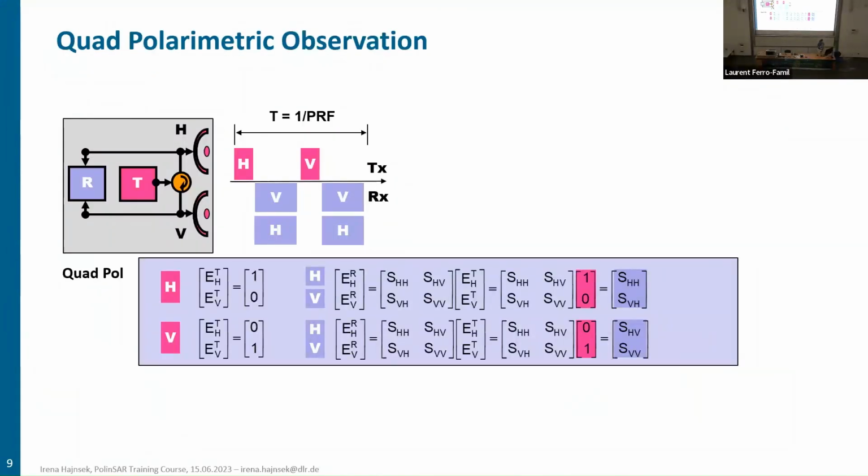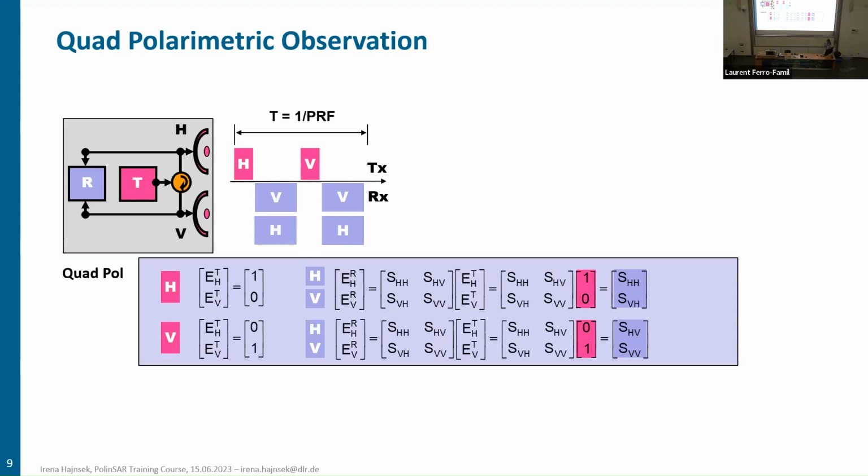Okay, if you go back to what quad pole is, we said already, if you have a monostatic case, then we have a transmitter and receiver here. We transmit H and receive V and H, and then within the same PRF we are also transmitting V and receiving V and H. How do we build up our scattering matrix here?